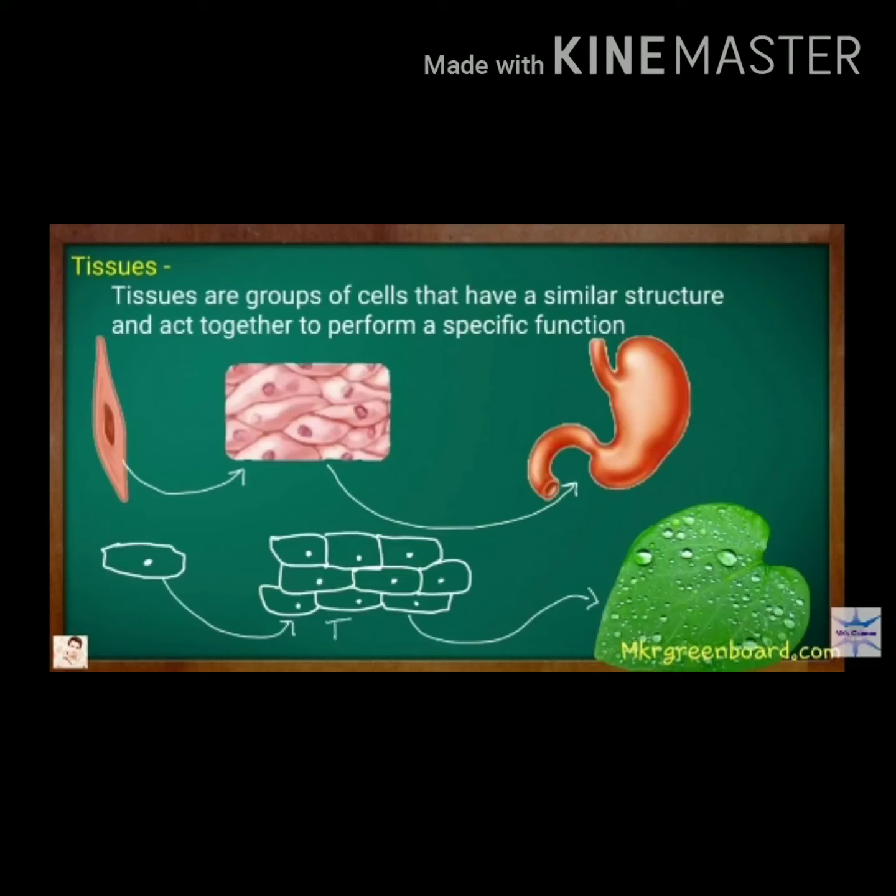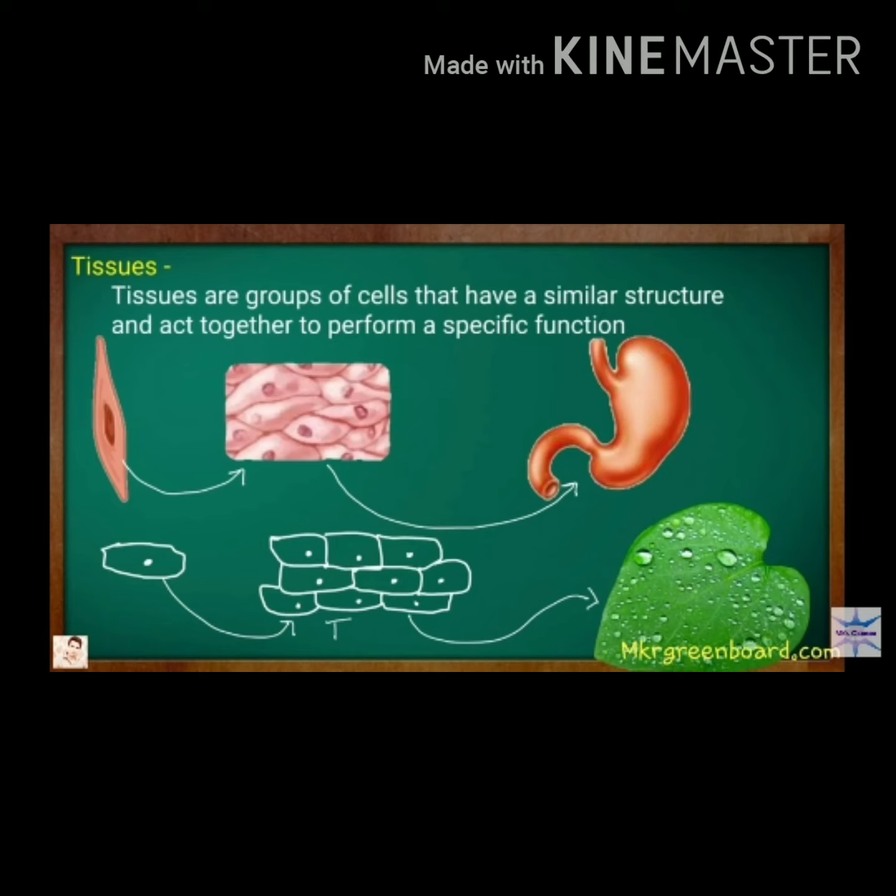Children, in this video we will study about the tissue. As you already know, tissue is a group of cells arranged and designed so as to give the maximum efficiency in function. They work together to achieve a particular function. Children, tissues are divided into two categories: plant tissue and animal tissue.